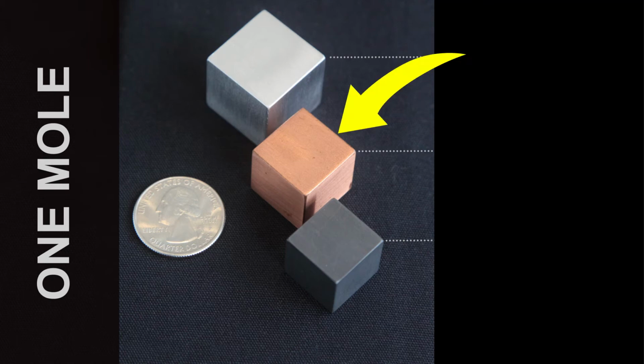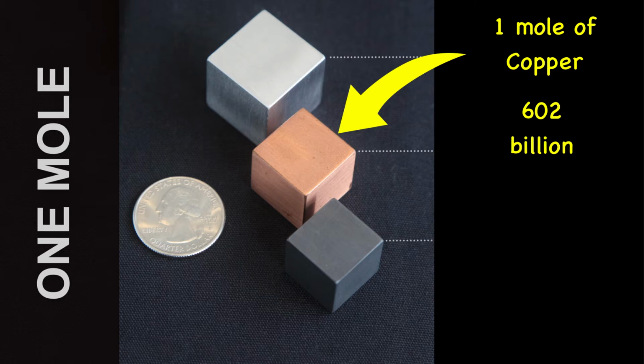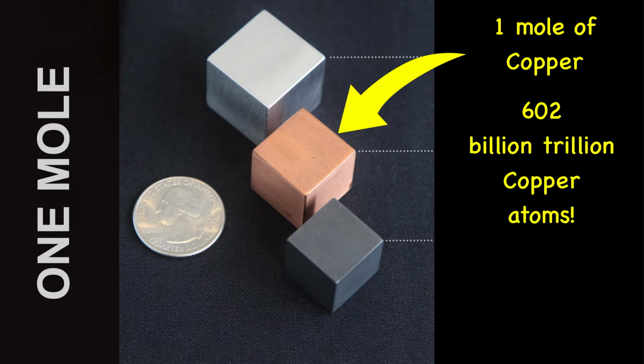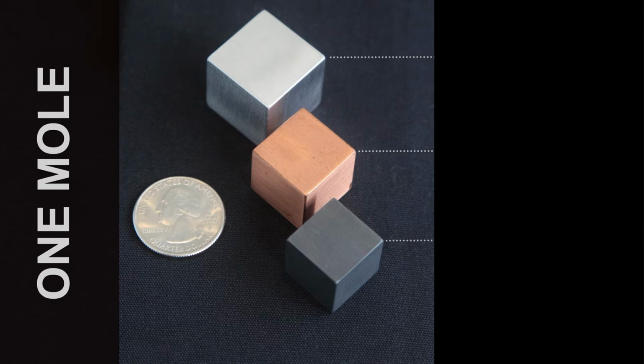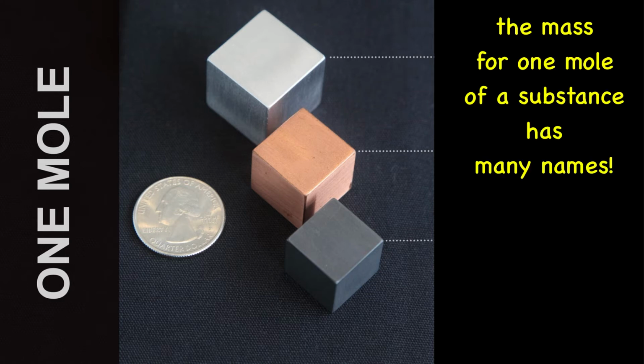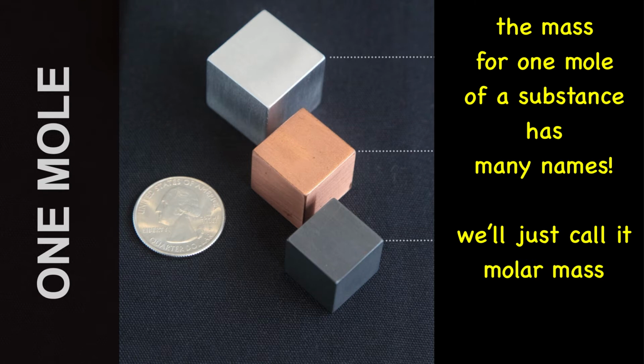This cube here is a mole of copper, which has 602 billion trillion copper atoms. And we can easily look up the mass in grams for 1 mole of copper atoms from the periodic table. Depending on your textbook and your professor, the mass for 1 mole of a substance goes by many names. To simplify things, we will consistently refer to it as molar mass.